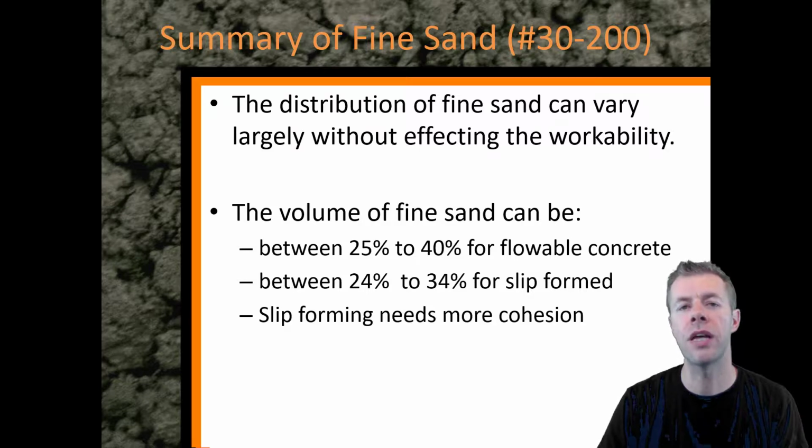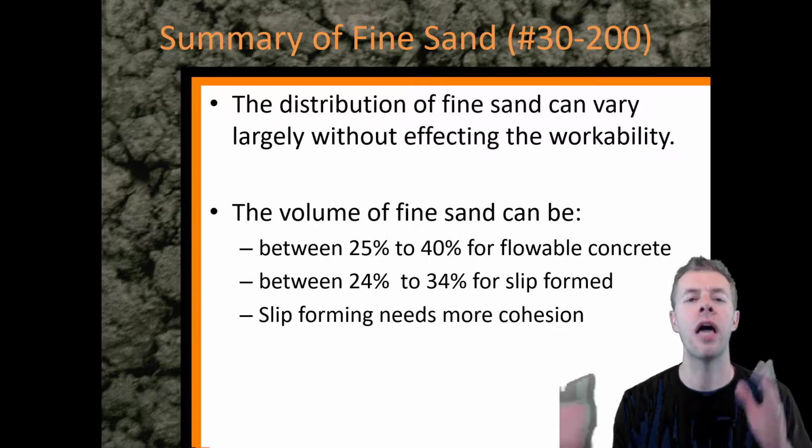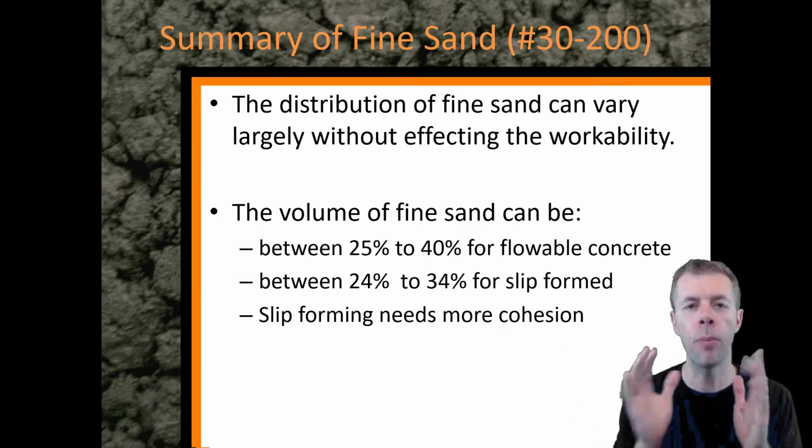And the volume of fine sand should be between 25 and 40% for flowable concrete and 24 and 34% for slip form. And the big difference is slip forming needs more cohesion. It needs to help hold that concrete together, help hold the edge together.